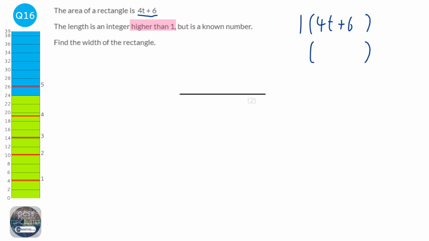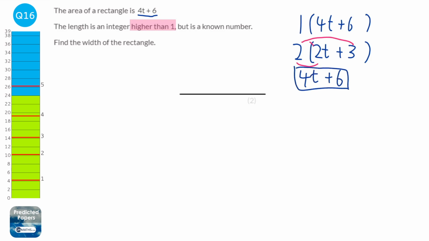So if we look at 4t and 6, well, they're both in the 2 times table. So I can put a 2 on the outside here. 2 times 2t is 4t, and 2 times 3 is 6. So we can just check that out with smiles and rainbows. Put all my times down there to remind me to times it. So 2 times 2t is 4t, 2 times 3 is 6. So that works because that is the same as this in the question.